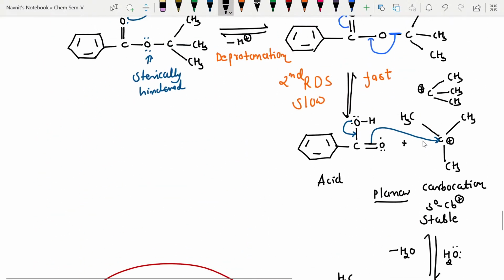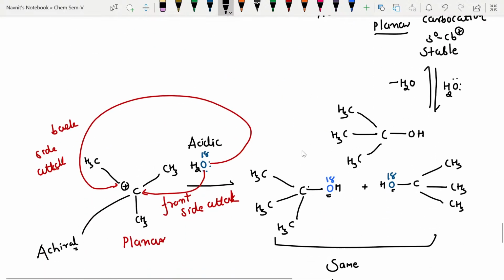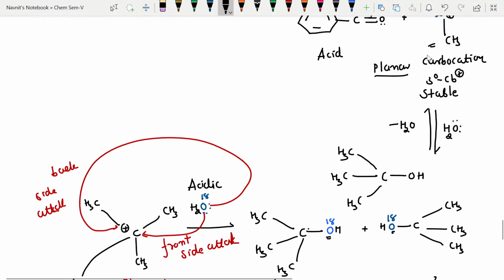So what happened in the first step of this mechanism? The ester gets protonated. In the second step, the slow and rate determining step, alkyl oxygen bond fission takes place, resulting in the formation of acid and the stable tertiary cation. The reaction then proceeds with the fast addition of a water molecule to the carbocation and gives tertiary butyl alcohol.